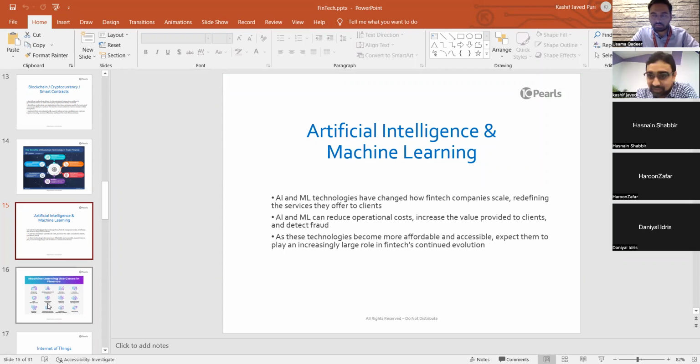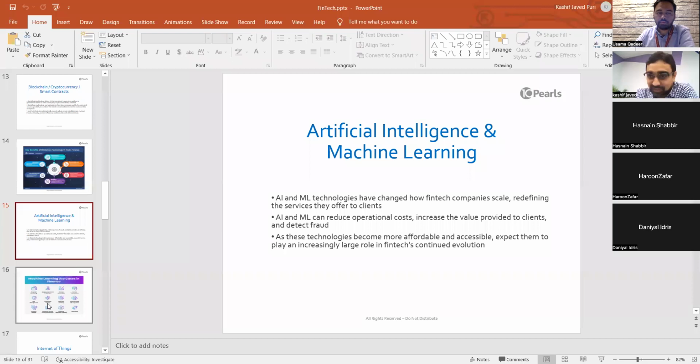You can continue. So artificial intelligence and machine learning, this is something already existing, but for the finance industry this is something new in a way that earlier these technologies were not cheap. But now with every passing day their operational cost is reducing, and the financial industry is making huge use of these technologies because they are now affordable. So let's see some of the benefits or use cases of these technologies.